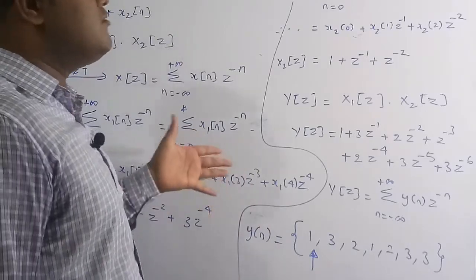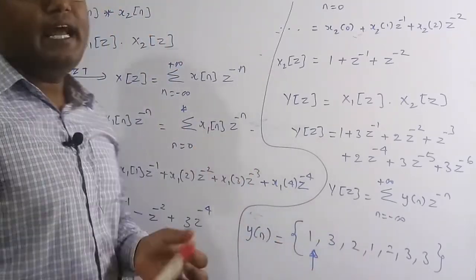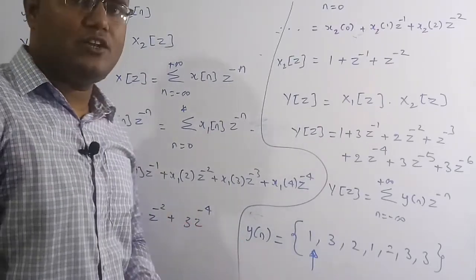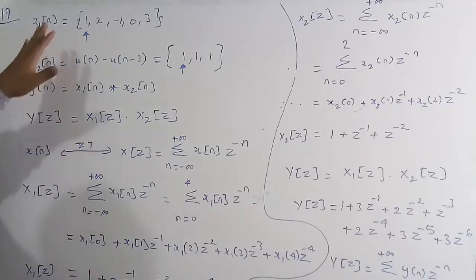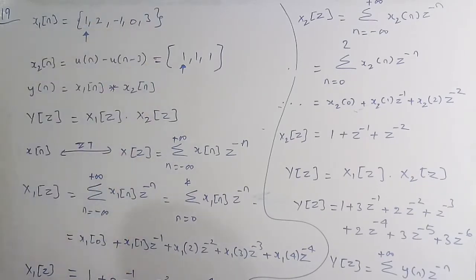So you have to do this convolution using the z transform method in a step-by-step manner. And if you want to check whether your solution is correct or not, there is a simple method. For x1 of n, the number of samples is 1, 2, 3, 4, 5. So there are 5 samples here.